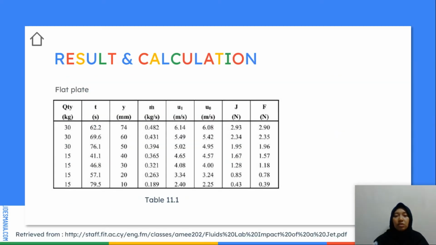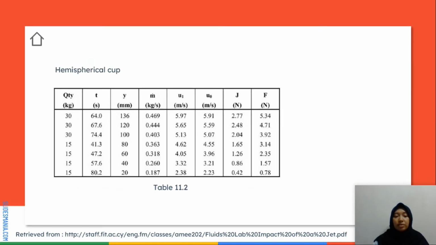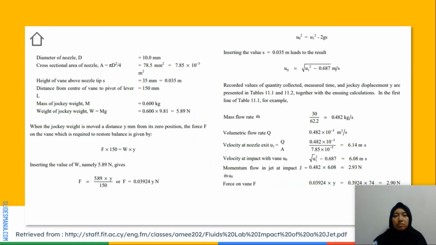This is the result for flat plate. And this is the result for hemispherical cup. If we look closely, the maximum possible value of force on hemispherical cup is twice the force on the flat plate. Here is the example of calculation for the first line of table 11.1.